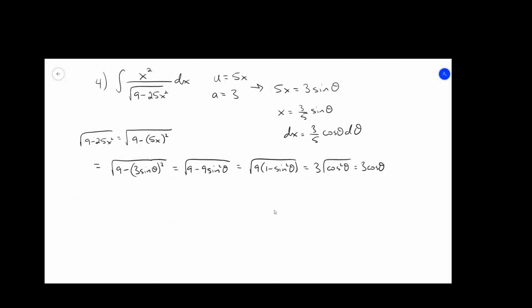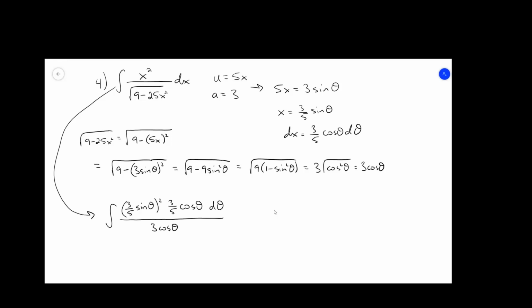Okay, so with all of that in mind, what happens to this? What does all of this change into? Well, let's see. X we said was, you see there's the x. X by itself, and what we have here is x squared. So I have to take that 3/5 sine theta and square the whole thing. For dx, we have another 3/5 cosine theta. Denominator, we just said what happens to that. It just turns into 3 cosine theta.